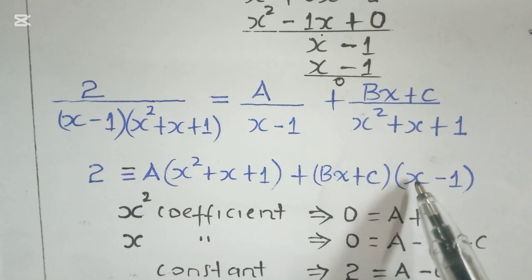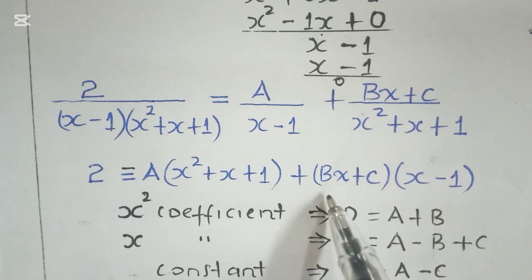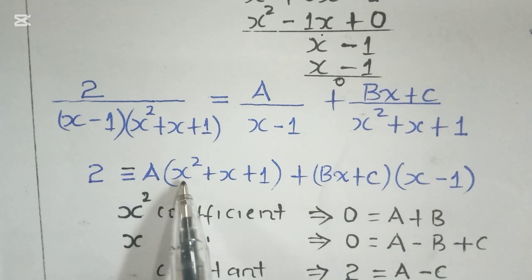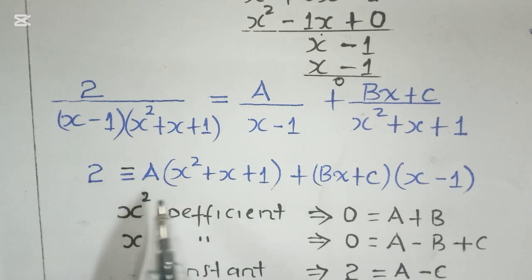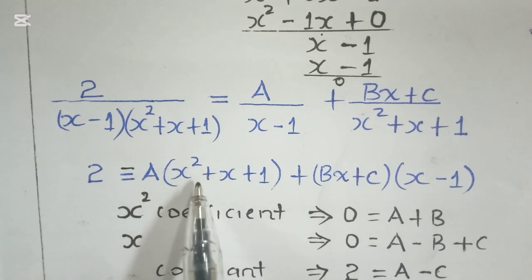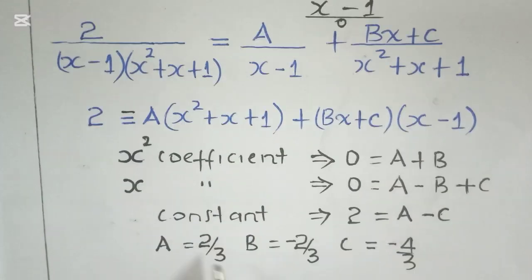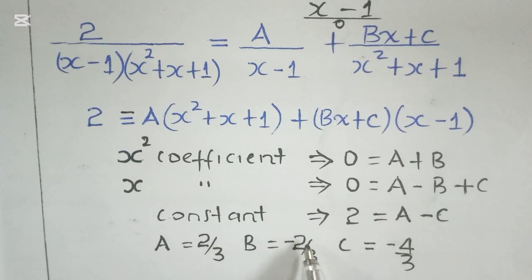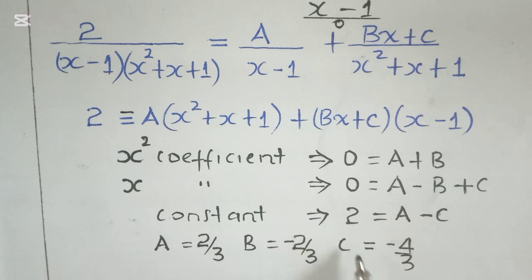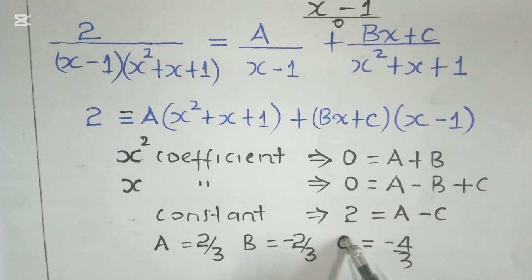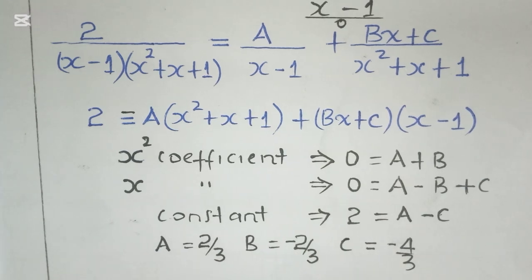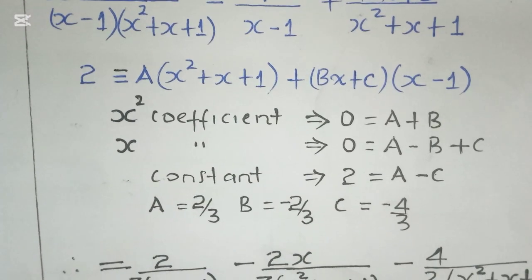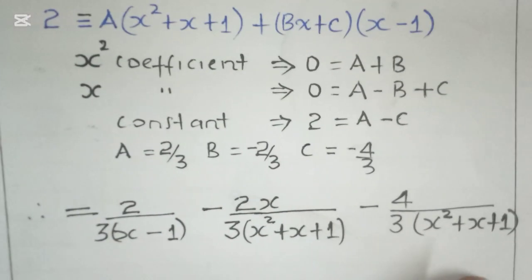But remember, if you were to set x equals to 1, all of this will finish, and this one is going to be 1 plus 1 plus 1, which is 3. That is 2 equals 3A, which gives us A equals 2 thirds. And that's where we are having now 2 thirds for A. And then for B it is going to be negative 2 thirds. And C, likewise, if we have these equations, we are going to get negative 4 all over 3. This is negative 2 all over 3. So finally, we are going to have this as our partial fraction.